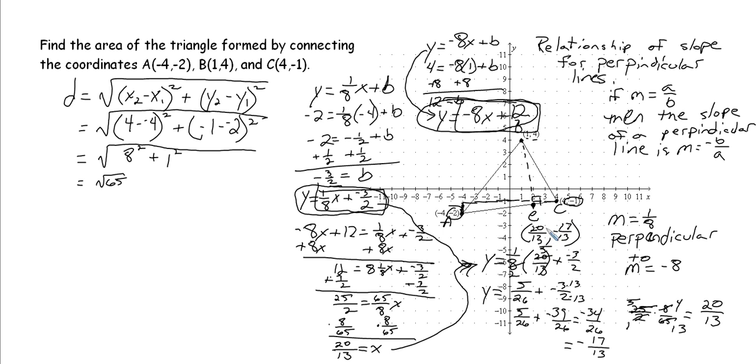Now we'd have to use this coordinate along with the b coordinate to find the height of our triangle. Keep in mind we've already found the width of our triangle, the base of our triangle, as the square root of 65. So now we use that distance formula again, and this time we're going to put in the coordinates for BE, which were 1 and 20/13. So 20/13 minus 1 all squared plus negative 17/13 minus 4 all squared.